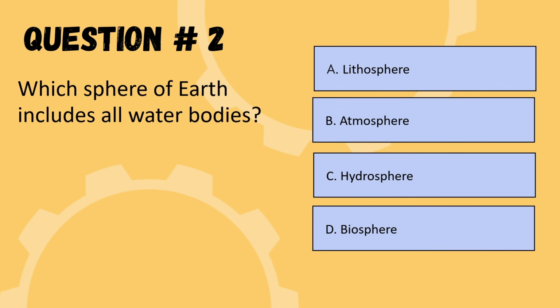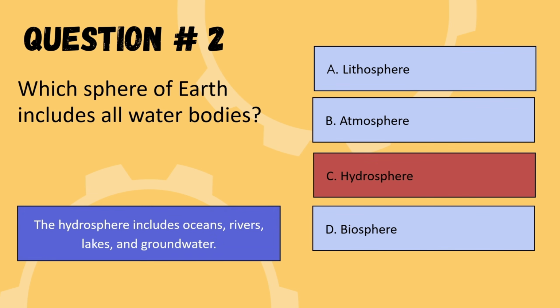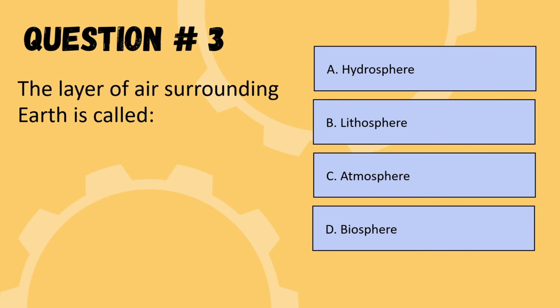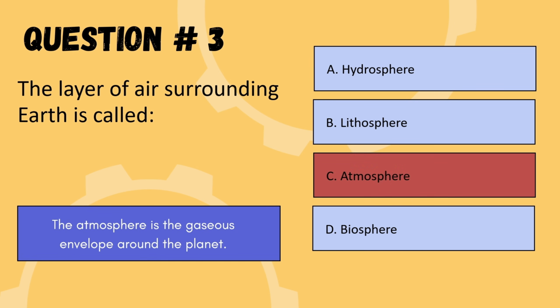Your next question is, which sphere of Earth includes all water bodies? Options are lithosphere, atmosphere, hydrosphere, biosphere. So your correct option is hydrosphere. So we are moving to the next question. The layer of air surrounding Earth is called. Options are hydrosphere, lithosphere, atmosphere, biosphere. So your correct option is option C, atmosphere. So we are moving to the next question.